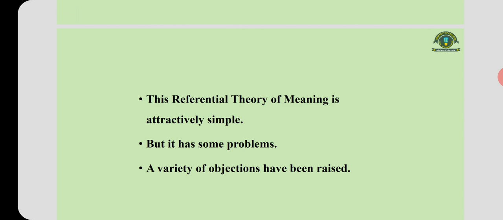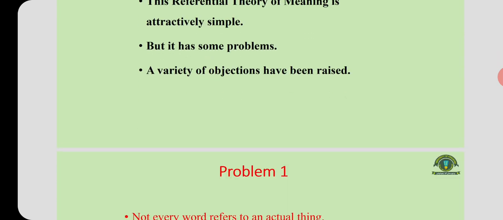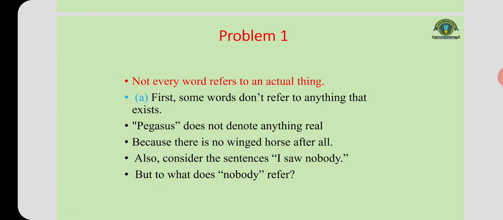A variety of objections have been raised. There are some objections to this theory. The first objection is that not every word refers to an actual thing. Every word isn't denoting an actual thing. There might be another thing which refers to that certain type of words. First, some words don't refer to anything that exists. It might be nonexistent, or it might not be in existence.